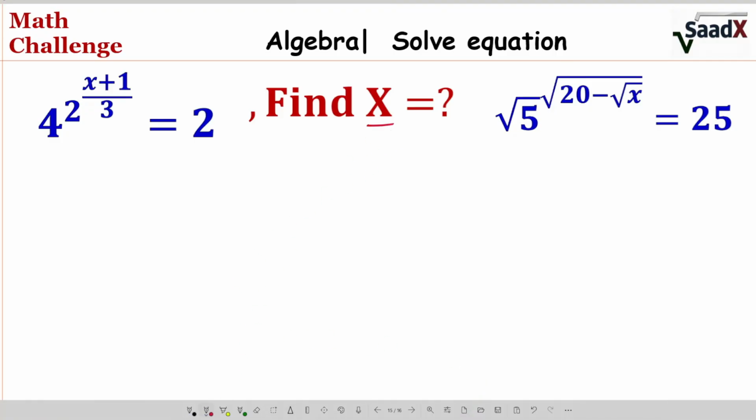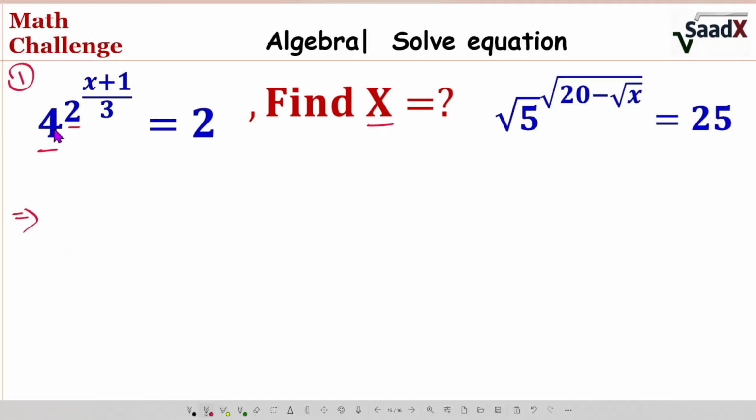Let's start. First one, 4 to the power 2 to the power x plus 1 divided by 3 equals 2. Very interesting math, and we have to do it carefully.